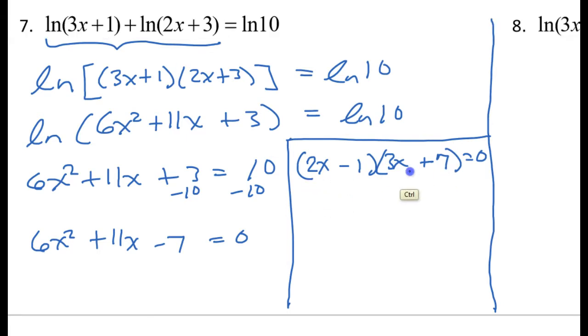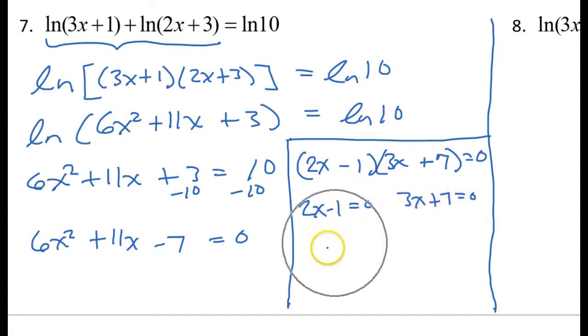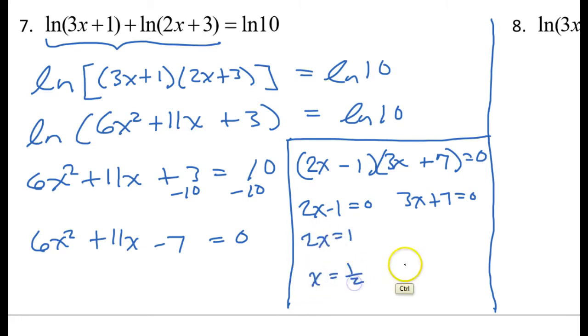So now I can just set these two factors equal to 0. So 2x minus 1 equals 0. 3x plus 7 equals 0. 2x equals 1. X equals 1 half. 3x equals negative 7. X equals negative 7 over 3.